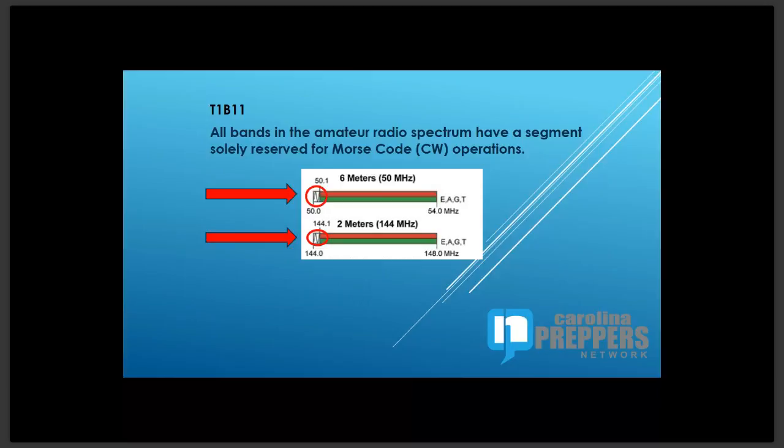Oftentimes the CW signal will still get through even then, but the station on the other end can't hear the transmission because it sounds like the teacher that you heard on the Peanuts. Wah, wah, wah, wah. That's what it sounds like when somebody's bleeding over into your frequency. Can you imagine trying to listen to dits and dahs when you have wah wah wah coming over top of it? So they've made the mode restricted subbands isolated solely for CW.